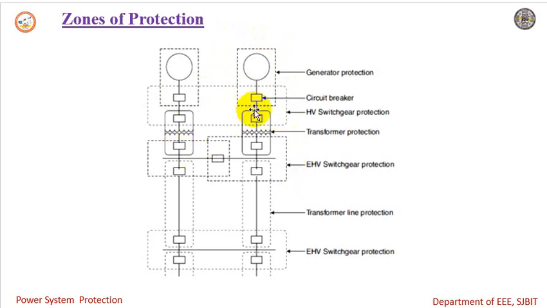Here we can see different zones: generator protection zone, HV switchgear protection zone, transformer protection zone, EHV switchgear protection zone, transmission line protection zone, and similarly EHV, extra high voltage, switchgear protection zone. So this is about the zones of protection in the power system.